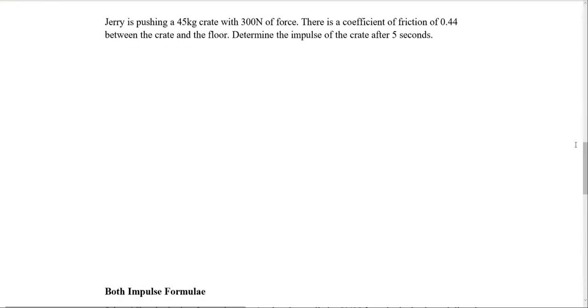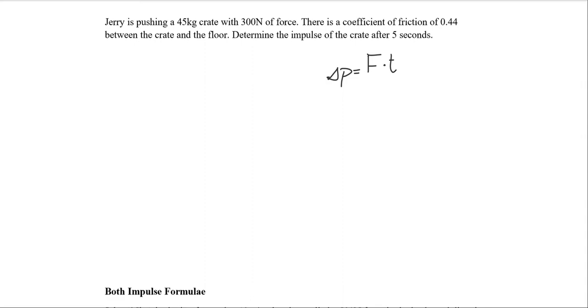Let's do another one that's going to require a little bit of forces work. Jerry is pushing a 45 kilogram crate with 300 newtons of force. There's a coefficient of friction of 0.44 between the crate and the floor. Determine the impulse of the crate after 5 seconds. Well, I remember impulse is my change in momentum, and I can get this either through mass times the change in velocity, or, as we discovered in some of our notes, it is the force multiplied by the time. So all I need to do is determine the force.